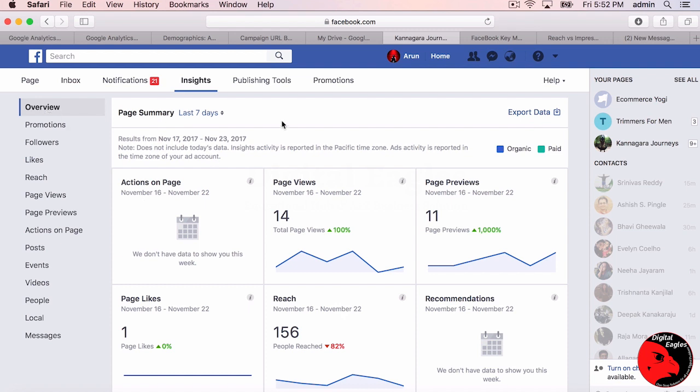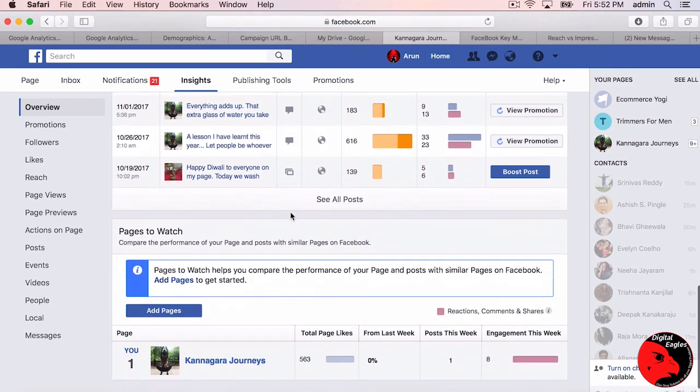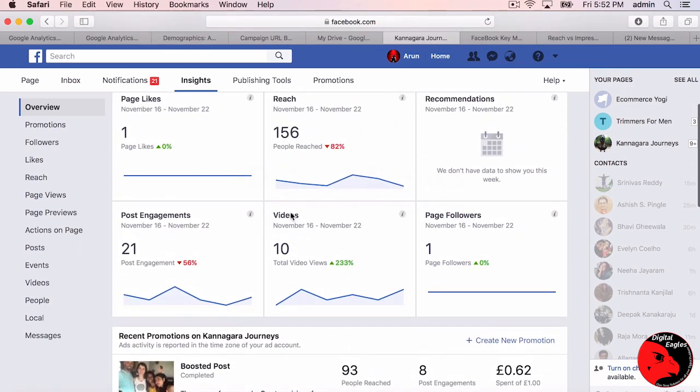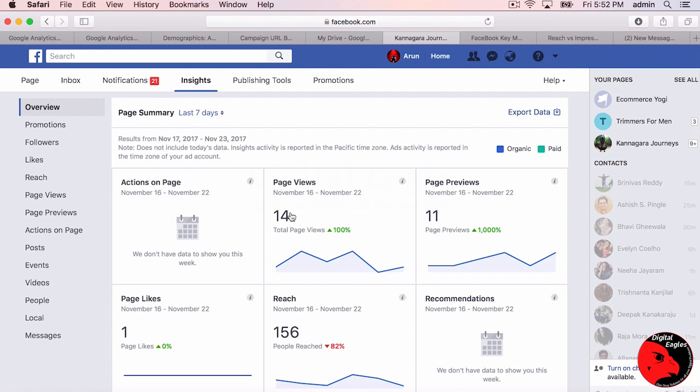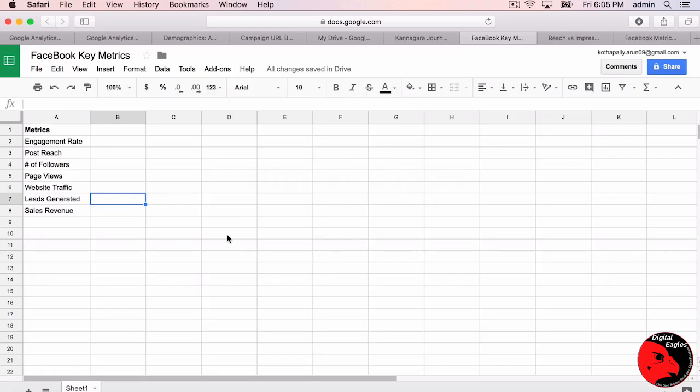But you should know how to pick up the right metrics. Not all of these metrics are important. We should only pick metrics which will help us fine tune our strategy and also help with our decision making. So these are the 7 metrics which are the most important when it comes to Facebook analytics. These are the 7 metrics which I'm going to walk you through on my Facebook dashboard. And first we'll be starting with engagement rate.